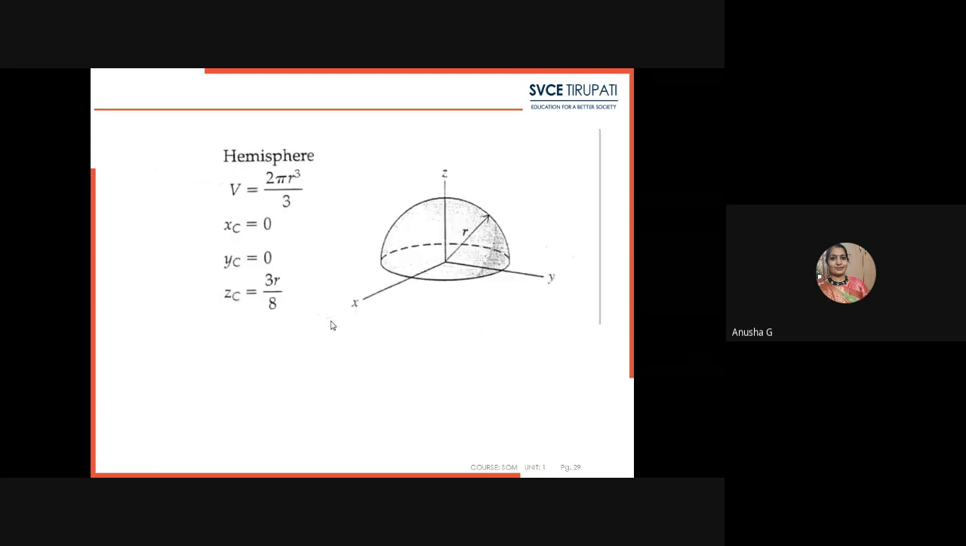Now if you go for the hemisphere, the volume formula will be 2 pi r cubed by 3. Here there will not be any x direction and y direction centroidal distance, only the z direction will be there. That z direction will give us 3r by 8.